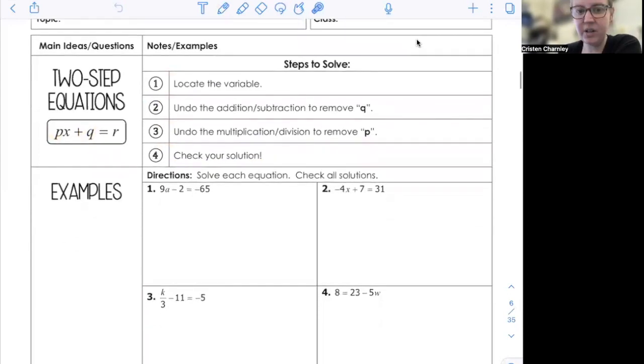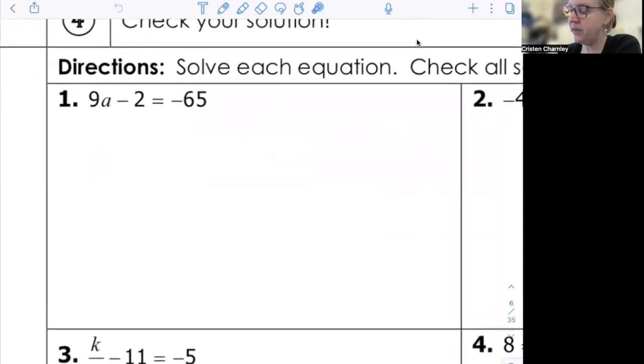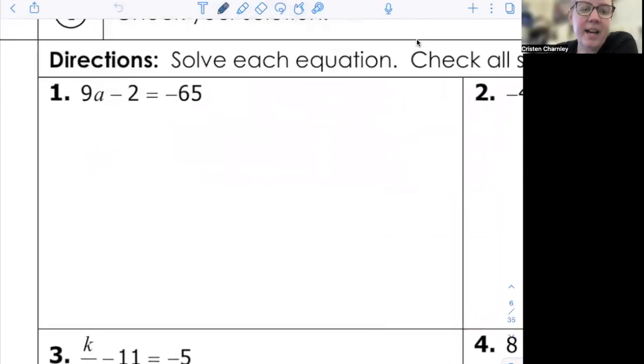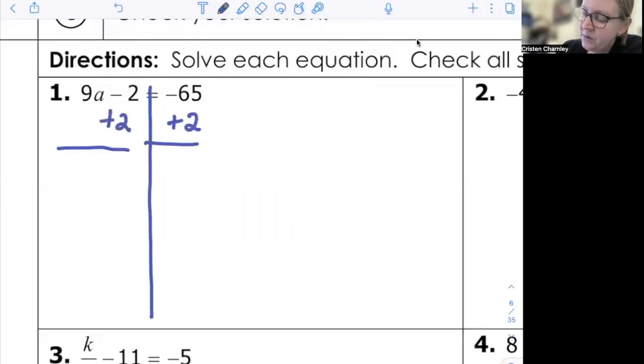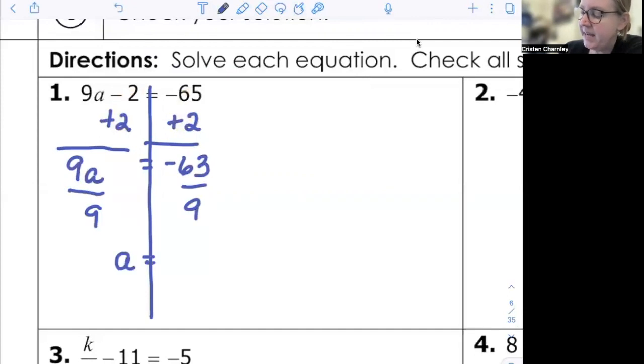So again, follow along. Page 5 in your notes, you're going to fill these out for me. Number 1, 9a minus 2 equals negative 65. So I like to draw a line through that equal sign. I'm going to add 2 to both sides. So 9a, negative 2 plus 2, those cancel out, so I don't have to write anything there. Negative 65 plus 2 is negative 63. Then I'm going to divide both sides by 9, and I know that negative 63 divided by 9 is negative 7.